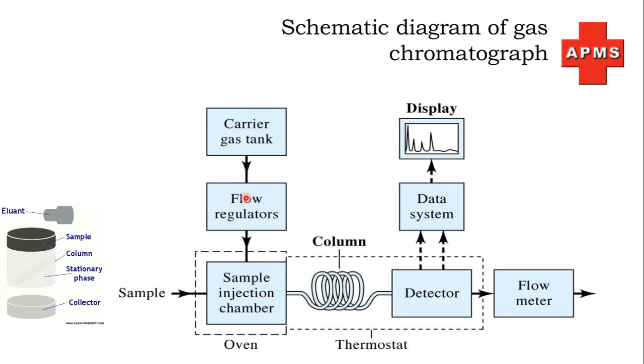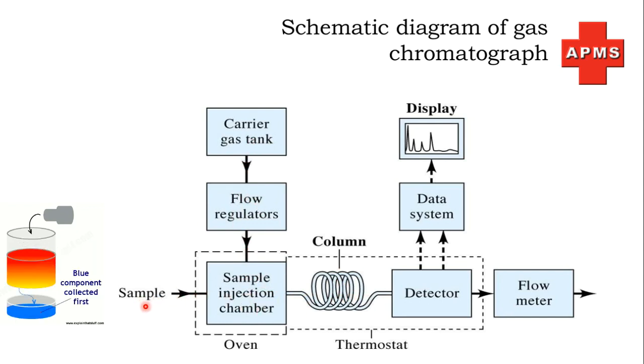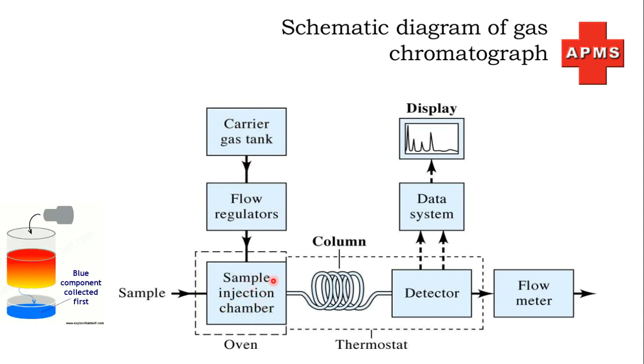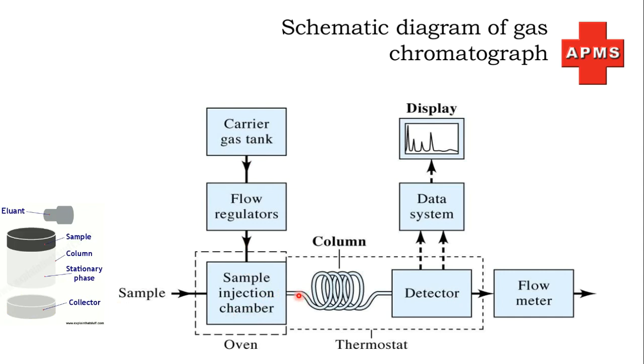So when the flow of carrier gas continues, we inject the sample from this side, and when the sample is injected in the sample injection chamber, it immediately converts into vapor and mixes with the carrier gas. This carrier gas we can also call the mobile phase. This mixture of carrier gas and sample then immediately enters the column. This is the column entering point.